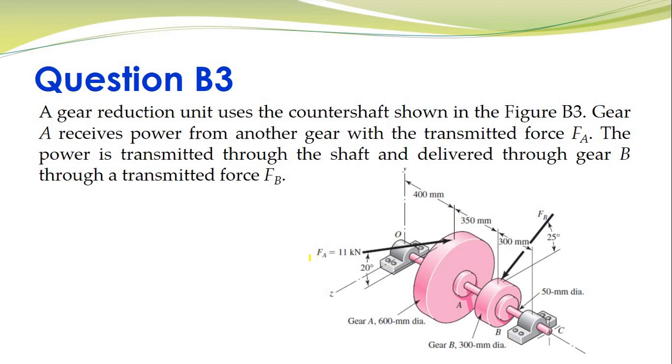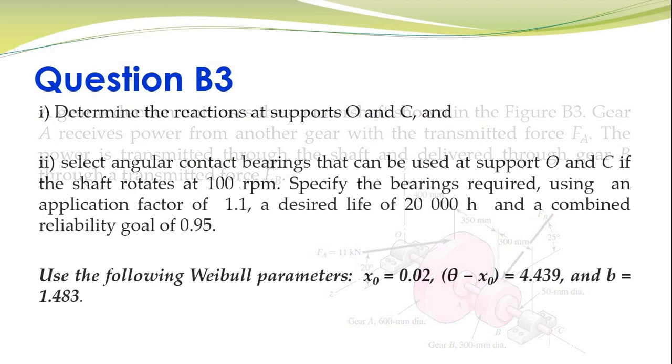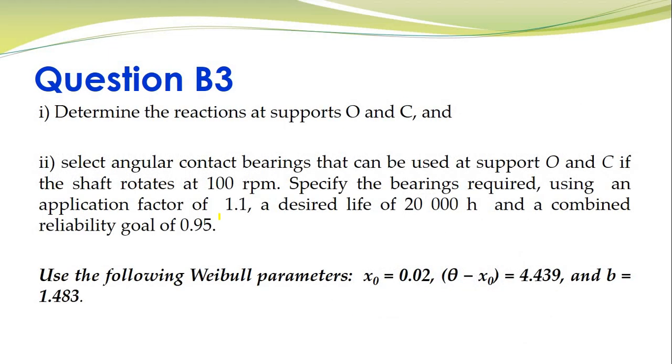Gear A is acted upon by a force Fa, which is given as 11 kilonewton. On gear B we have a force Fb. In order to solve this problem, the first thing we'll do is solve for force Fb. When this type of problem is given, we always need to draw a free body diagram. Then we are required to find the reactions at support O and C, and with respect to the reactions, we can find the bearing size.